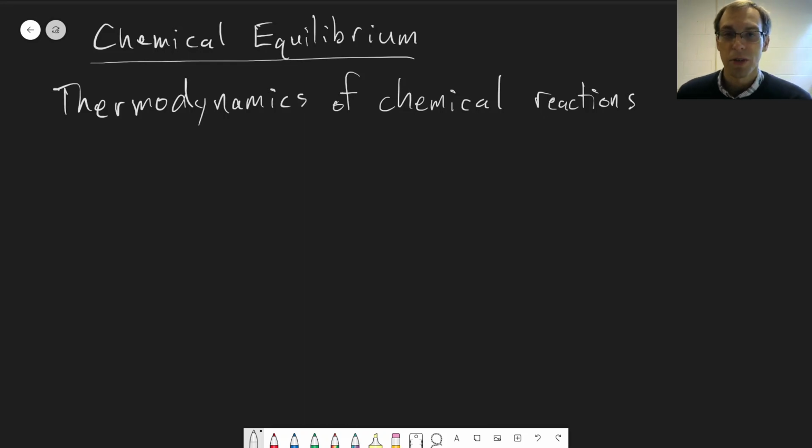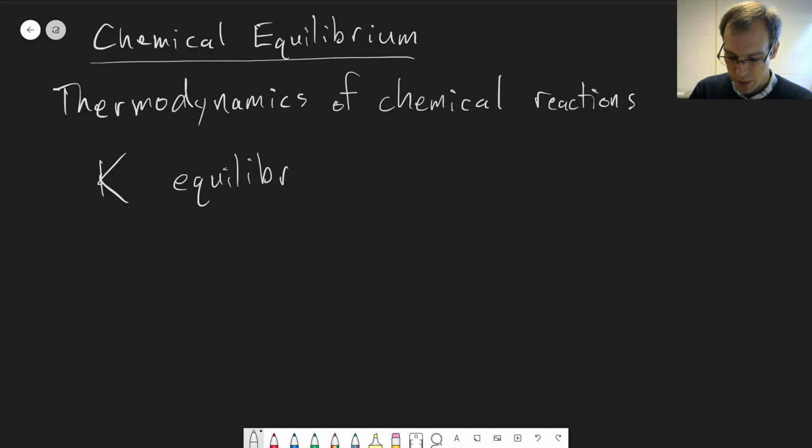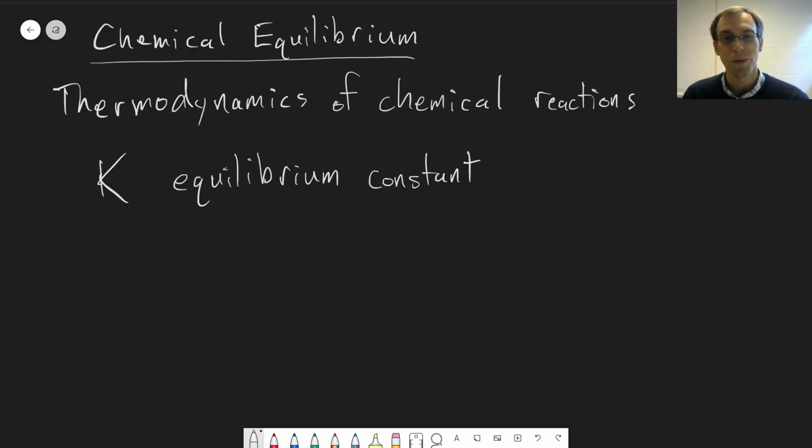Now, this is something you've already been introduced to and are familiar with, right? We're going to get to the idea of K, the equilibrium constant. But we're not just going to argue that this is just some constant that exists that we should use. We're going to derive where this comes from and how it relates to the Gibbs free energy and chemical potentials that we have been talking about for the last several chapters.